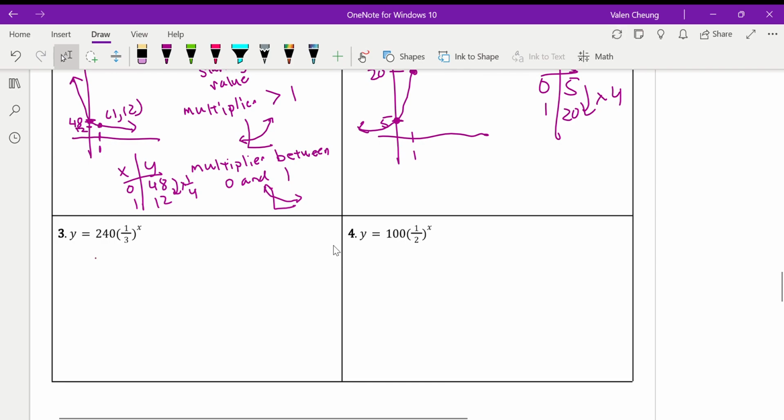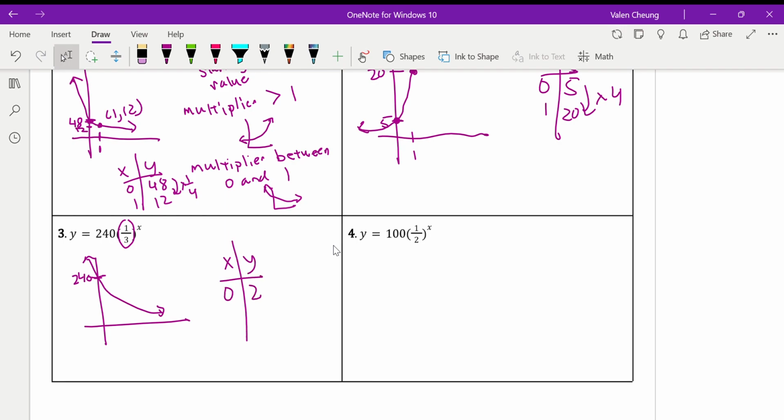Number 3. We know, based on this, that 1/3 is between 0 and 1, so it's going to curve down. And the starting value is going to be 240. So it'll curve down. If you want more detail, figure 0 is 240, and then times 1/3 is going to give you figure 1, which is going to be 80. So at 1, this point right here should be 80.